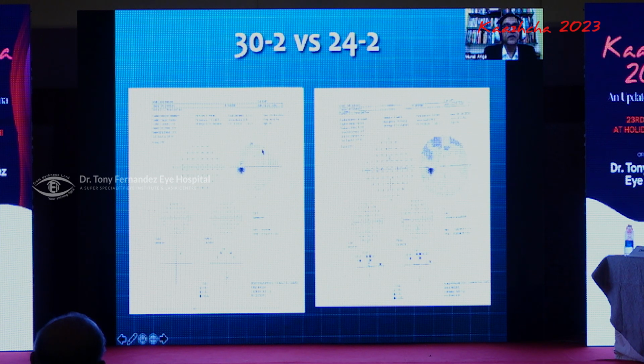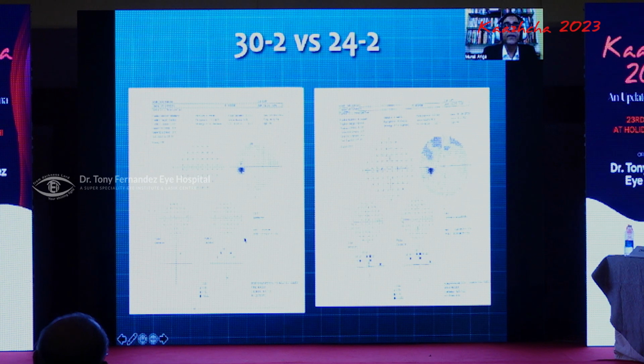As you can see, we are testing more points in the central 30 degrees, whereas in the 24 degree, you are testing fewer points, which is obvious. And also you will see that the edge points become more important in the 24-2. For example, the field on the left shows certain borderline abnormal points at the edge of this field. The GHT is borderline, and you can conclude this is a borderline test, reliability is okay, and you tend to ignore this field.